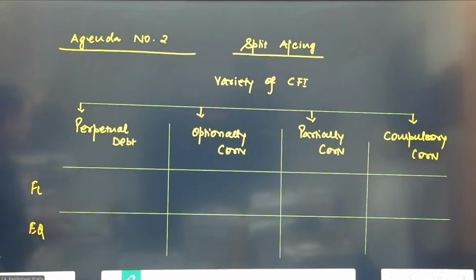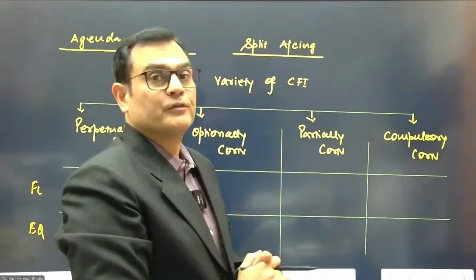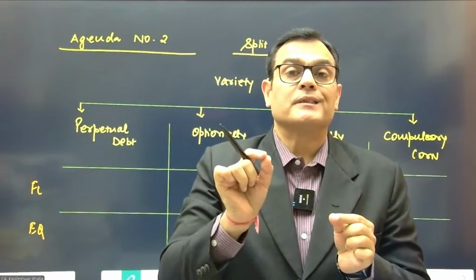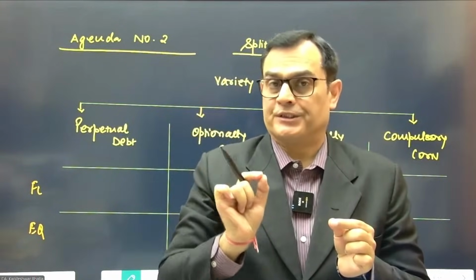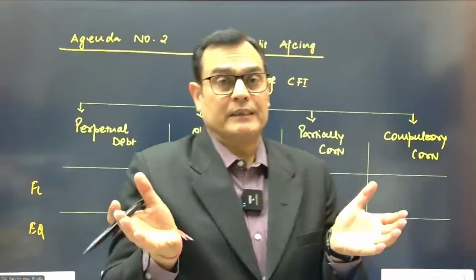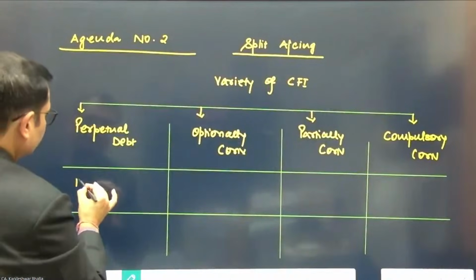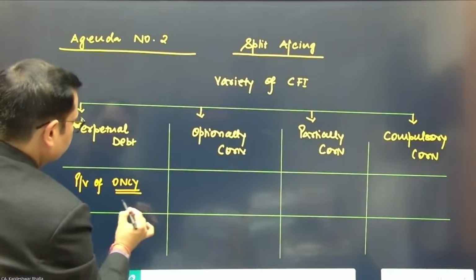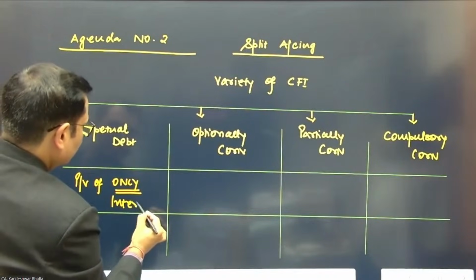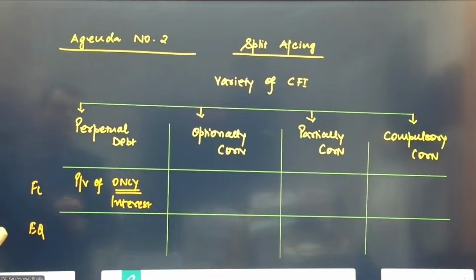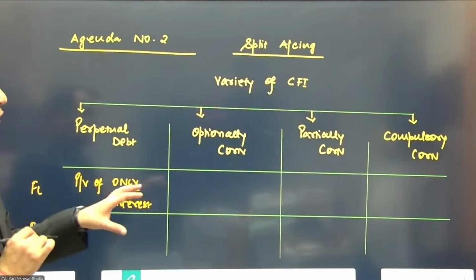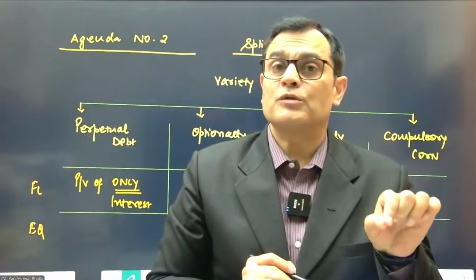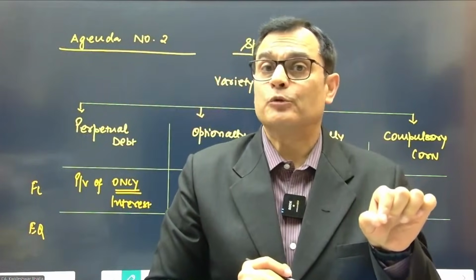Just to remind you, when we were looking at the concept of a perpetual debt, we had only continuous streams of interest. There was nothing else. So in this case, we considered the present value of only the interest element. There is no principal repayment, so only the interest was discounted at a particular rate, which is, of course, the market rate given in the question.